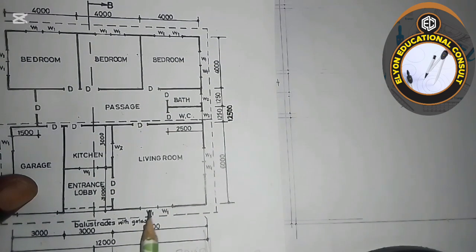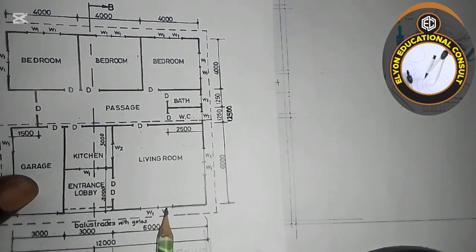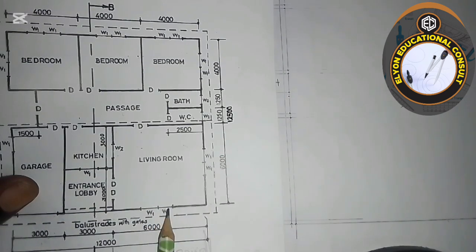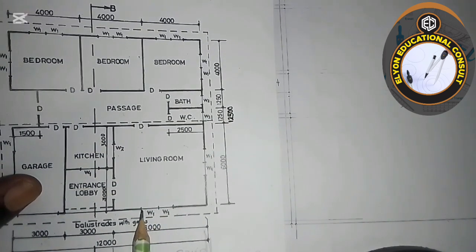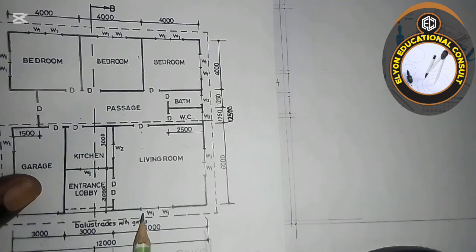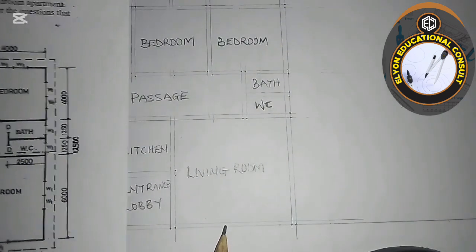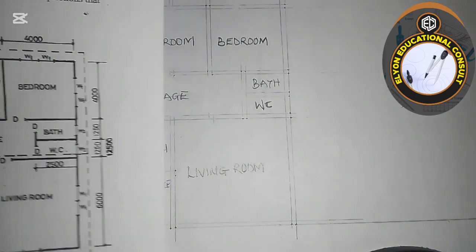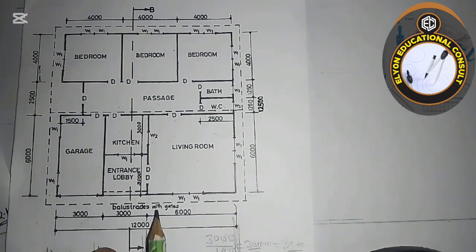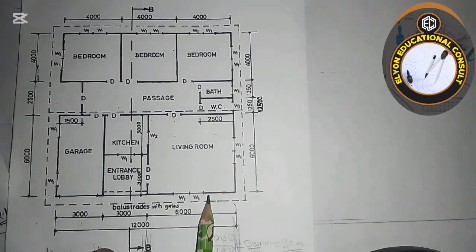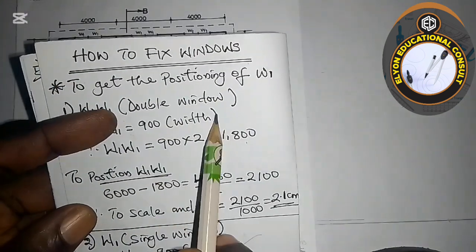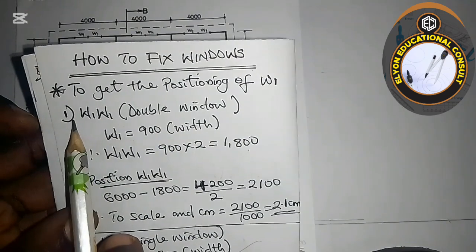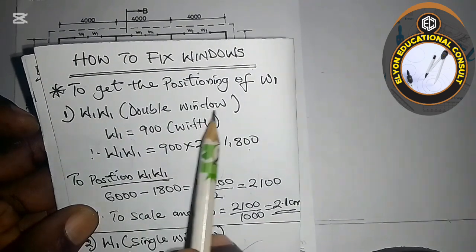Now for this window here, W1 is two windows in one, a double window. It must be centralized. We don't just fix them anywhere. You can't just fix the window anywhere, so you must centralize it. So what do we do here? To get the actual positioning of this window, we are going to be saying, to get the position of this W1, and I said it's W1 double window.